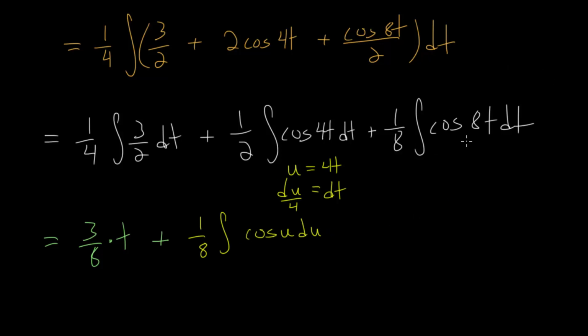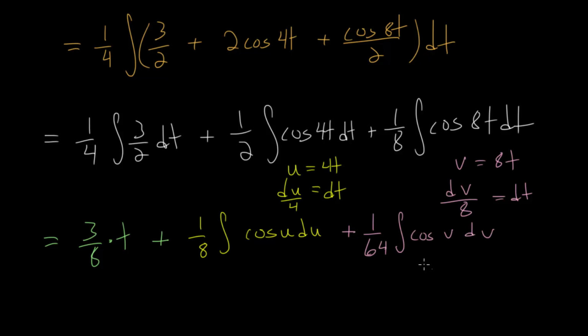And we'll do something similar here, though let's use a different letter. We can say that v is 8t, so that dv is 8 dt, or dv over 8 is dt. And we can factor that 8 out in the denominator so that we get 1/64 multiplied by the integral of the cosine of v dv. And like I mentioned, we will have some constant of integration at the end. I will for now just call it c1 since it only comes from this first integral.